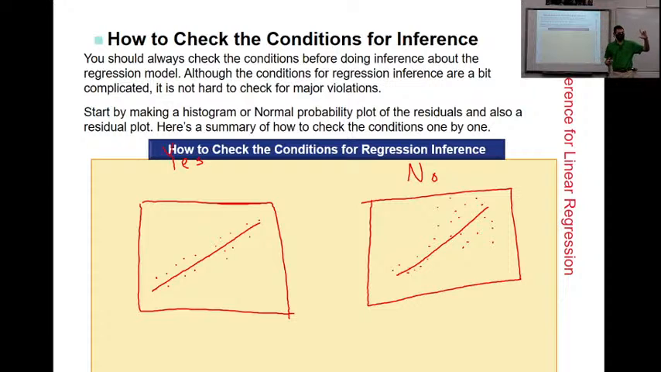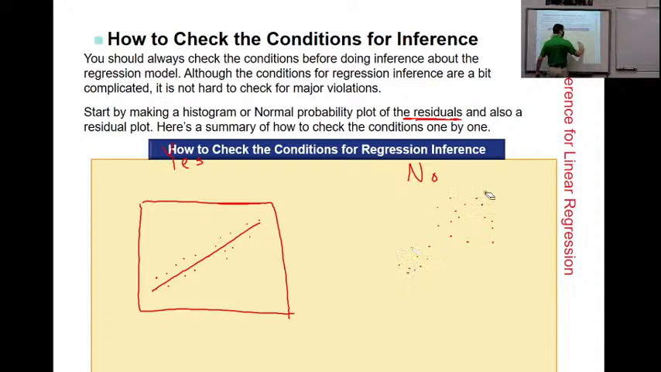We'll do an example where we check the conditions. A lot of these conditions are going to be using the residuals to check these conditions. The residuals or the residual plot. So we will talk tomorrow and review how to make a residual plot on the calculator, because we're going to need to know how to do that. But here is how to check these conditions.